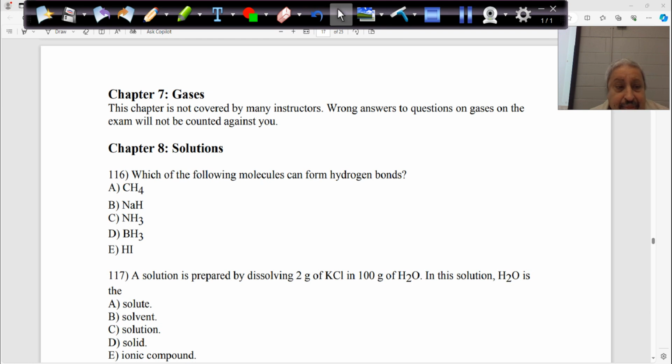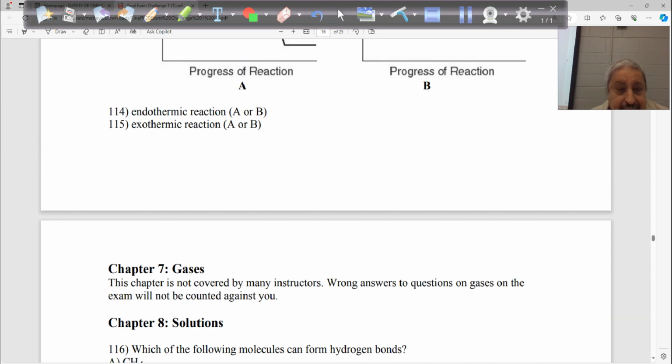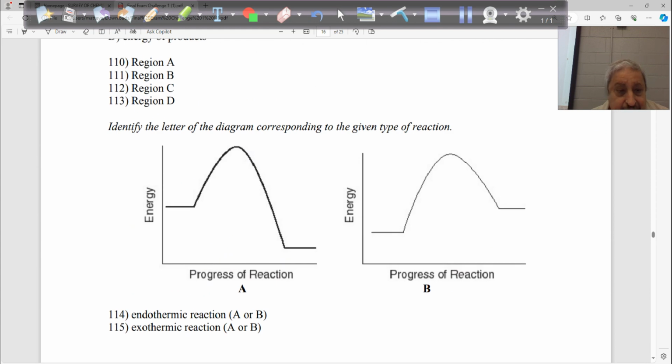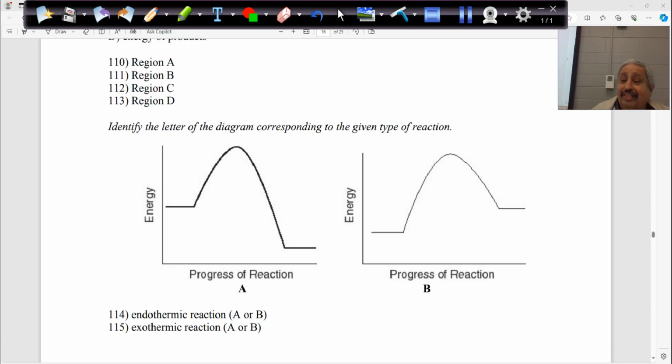So let's see. Let's take further here. Gas is not covered, but okay. So which one is exothermic? Which one is endothermic? Look at those types. Which one exo? Which one endo? Which one is exo? Which one endo? Come on, guys. Don't let me down. Which one is exo? Which one is endo? And what type of information can we get out of those graphs?